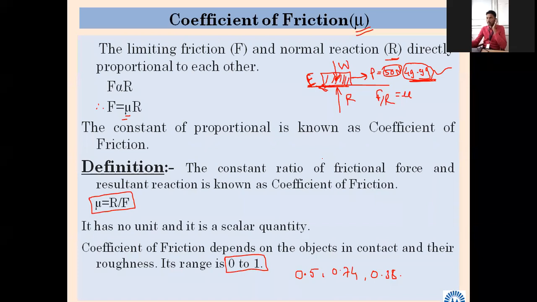Yes, sir. Here mu is equal to R upon A, then? Sorry, where? Here. Okay, it should be what? F upon R, no? F upon R. It should be F, the limiting friction, divided by the normal reaction.